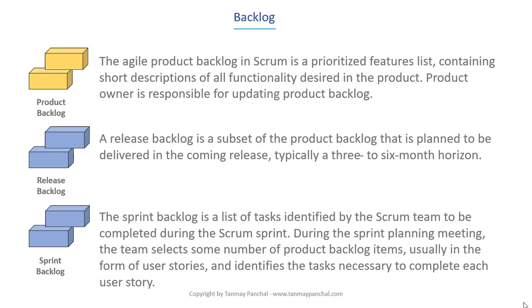The Sprint Backlog is a list of tasks identified by the Scrum team to be completed during the Scrum sprint. During the sprint planning meeting, the team selects some number of product backlog items, usually in the form of user stories, and identifies the tasks necessary to complete each user story. The product backlog contains the user stories for the entire project, and it is the responsibility of the product owner.